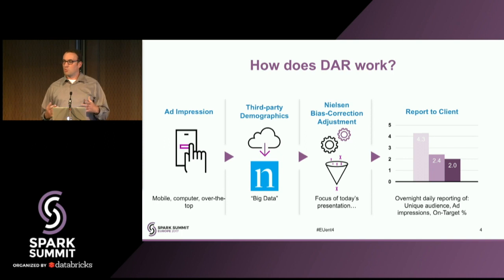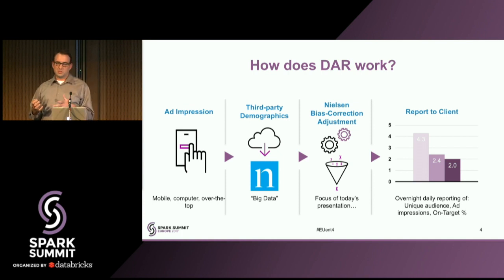So how does DAR work? First, the end user is served an ad impression, either on a mobile or computer device, or even on an over-the-top device. That ad impression then sends a ping and gets picked up by a third-party data provider. That third-party data provider provides some demographic information to Nielsen, which we then use. I consider this part here big data. Jarrett talked a little bit about digital early this morning, and there are over 1 trillion ad impressions served each year. So we're talking some really large data here.